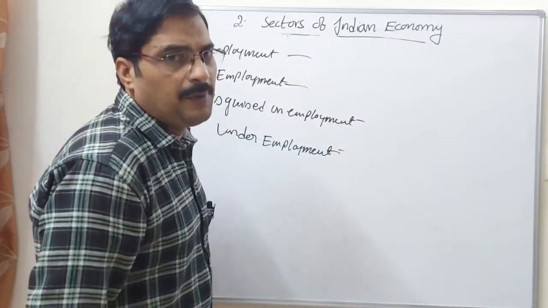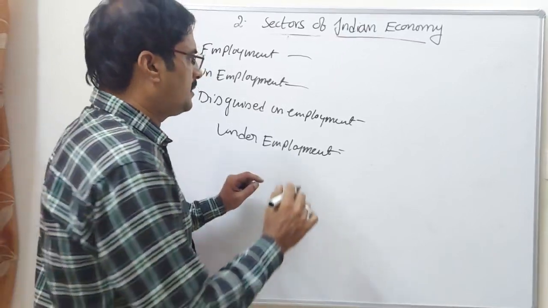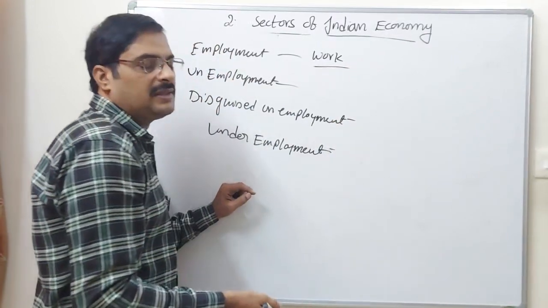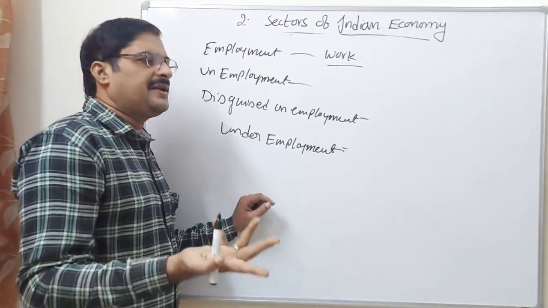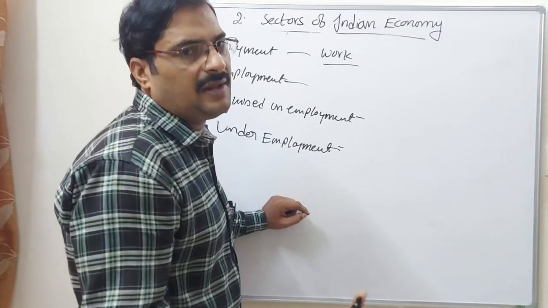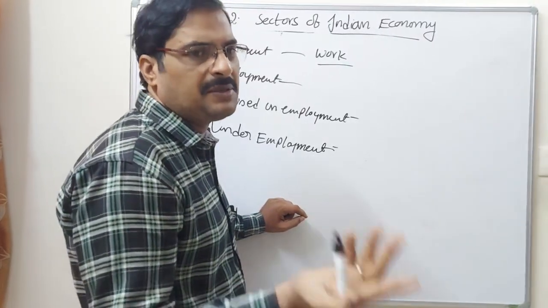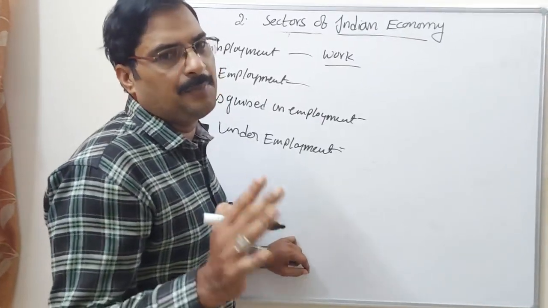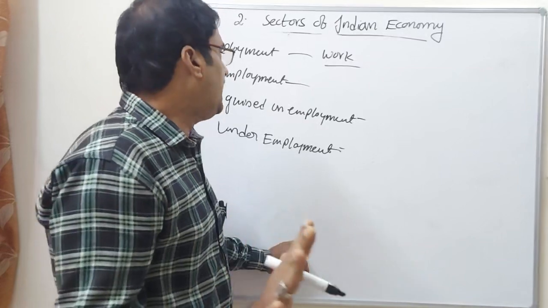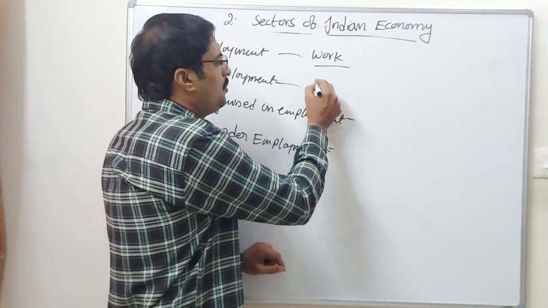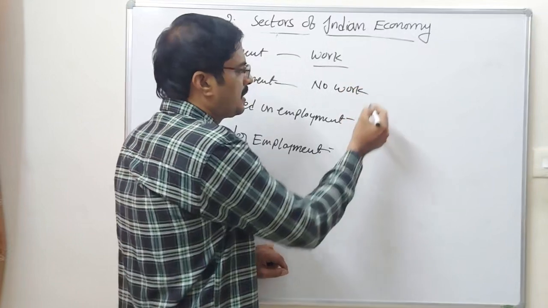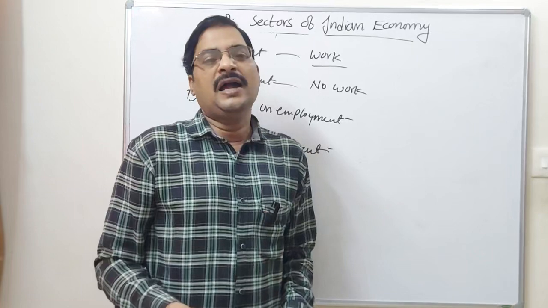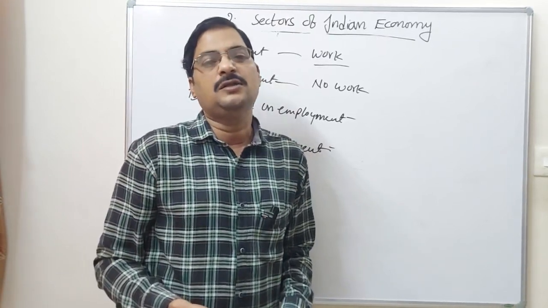Employment means people are having work. People have work in any sector: primary, secondary, and service sector, or the unorganized and organized sector. They get some kind of salary every month. Such people we call employees. And unemployment means no work. People do not have any work in their hands, and they are searching for a job.